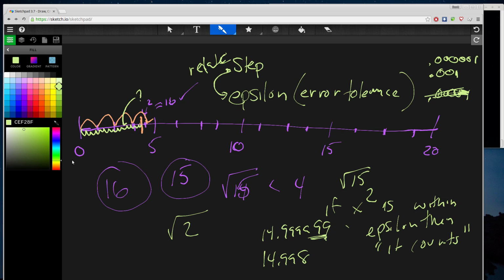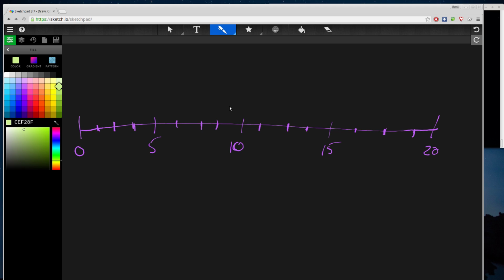Let's backtrack here. I want to clear out this pad. Let's look at an example. Maybe we've defined the step, and I'm not going to put exact numbers to this, but maybe our step is something like this. So we're checking values here. That seems like an awfully big step, but let's say the actual square root of the number we're looking for, maybe we're trying to find the square root of 15 again.